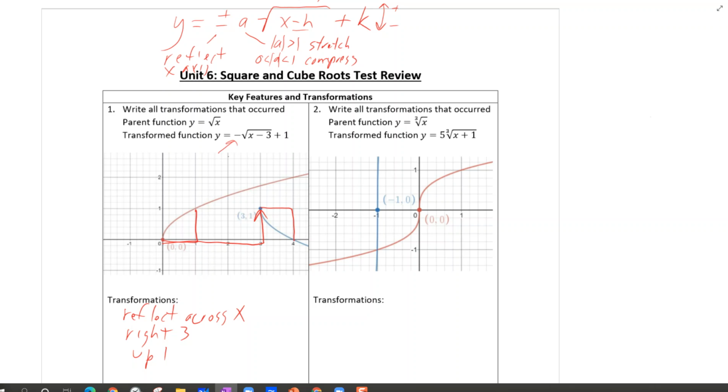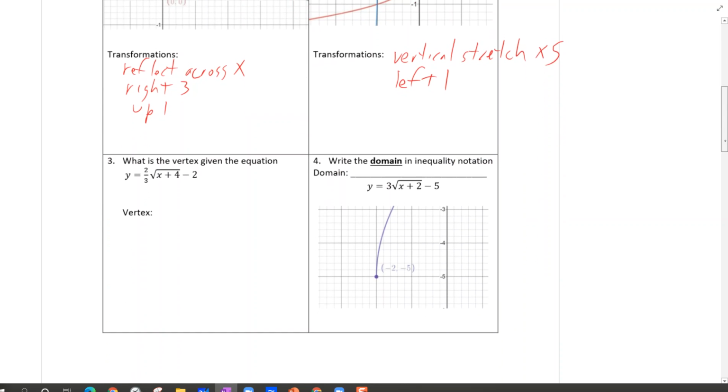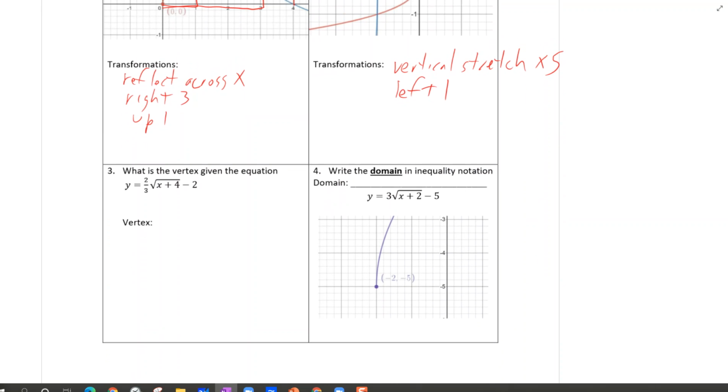Well, that graph's not very pretty. You can't see very much from that. But that's okay, we can see it from the equation. So no flip, because it's not negative. Times 5, the vertical stretch. You can see this, it went left 1 and didn't go up or down. h, k, opposite of this is h, that's k.